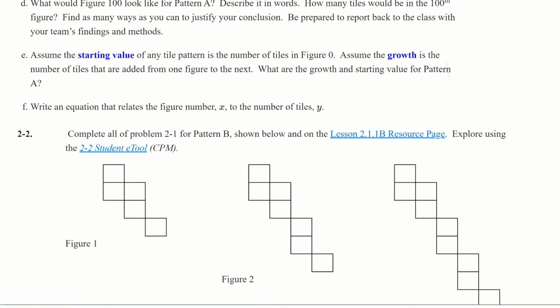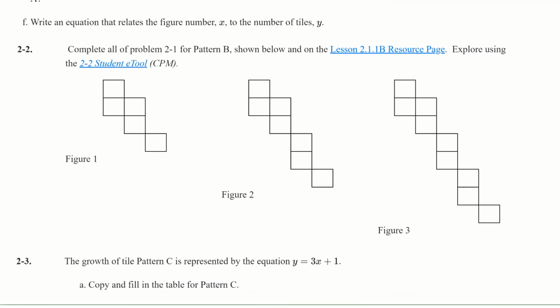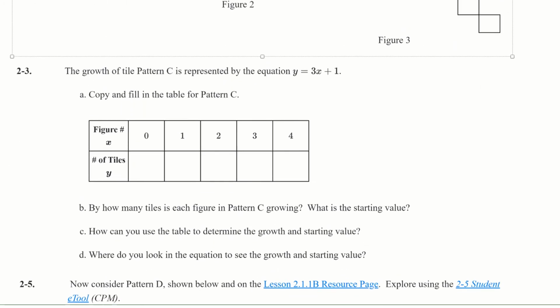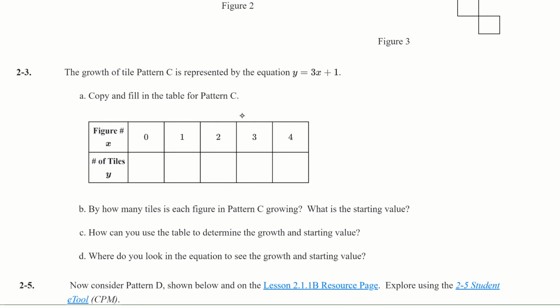When you go on to figure 2, again you're going to use the tool again, and respond to the same questions. It says complete all of problem 2-1 for pattern B. So in question 2, we're going to address the same items above, but for pattern B. For question 3, they give me the equation of the tile, and then they ask me to copy and fill in a table for pattern C.